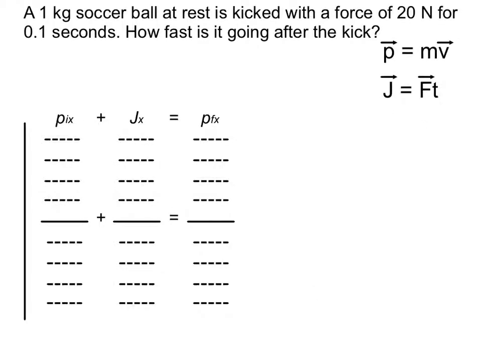We are starting with a momentum impulse problem. A 1 kilogram soccer ball at rest is kicked with a force of 20 newtons for 0.1 seconds. How fast is it going after the kick? So you start with step 1, which is draw a picture with labels.